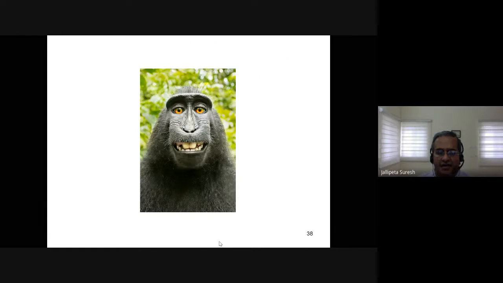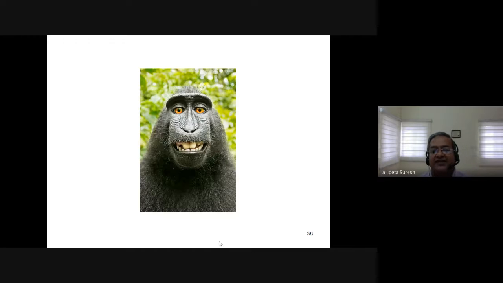Okay. Now let's get into monkey business. As you see in the picture, this fun-loving monkey, very happy to see. And there is a big story behind this. This is a case where humans tried to make a monkey a copyright owner or a copyright author. It's a funny case.